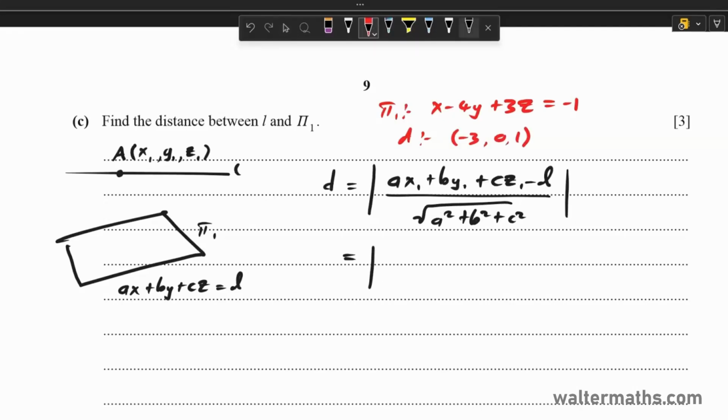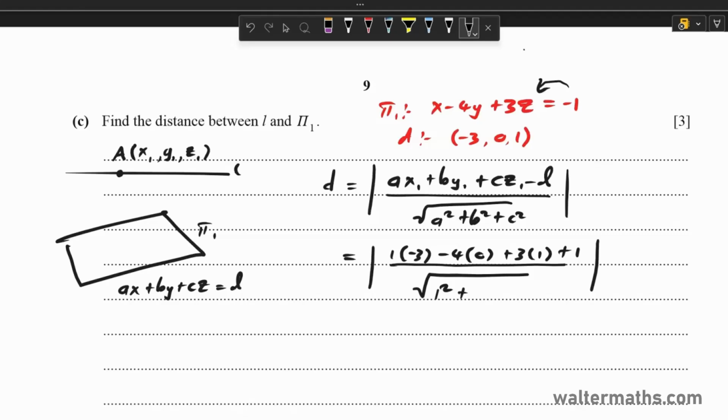All right. So we're going to make use of this, where I'll say this is equal to 1 of minus 3, minus 4 of 0, plus 3 of 1, and minus d will be plus 1. Minus d is like we're taking minus 1 to this other side. And it's all over the square root of 1 squared plus minus 4 squared plus 3 squared.